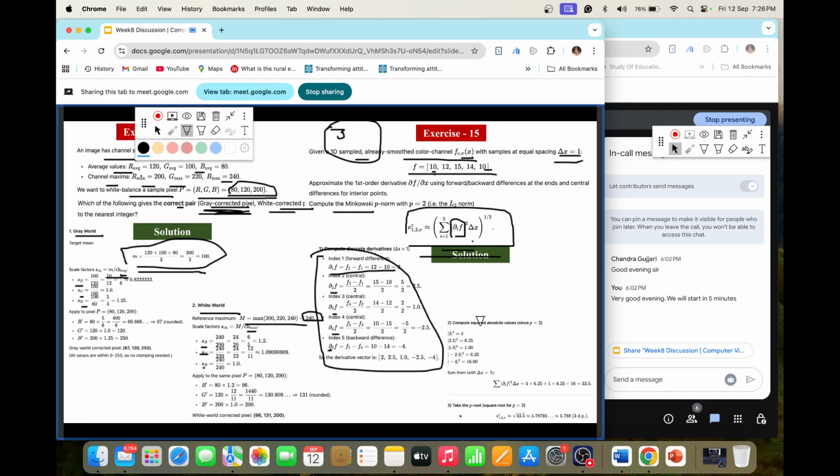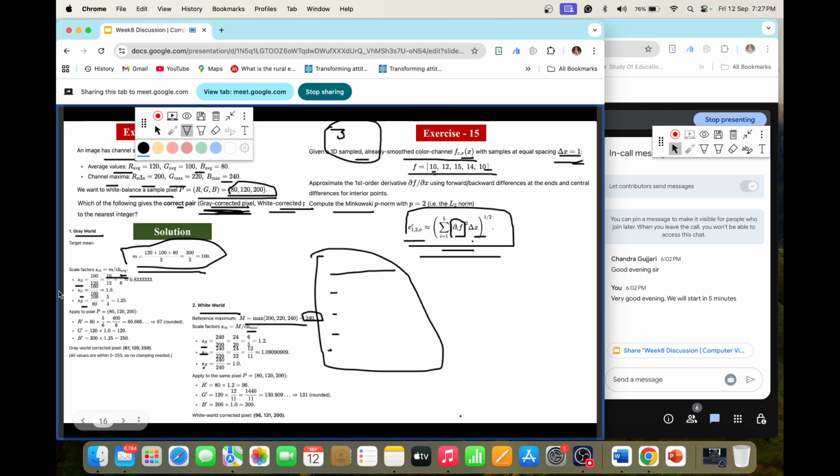Once you have all the derivatives, and you have the delta x value, that is given as 1, you can calculate the Minkowski p norm. So this is a question related to edge based color constancy. Again, this is very rare and won't come, but I have given it, so in any rare case it comes, you should know how to solve it. That is why I have kept it.